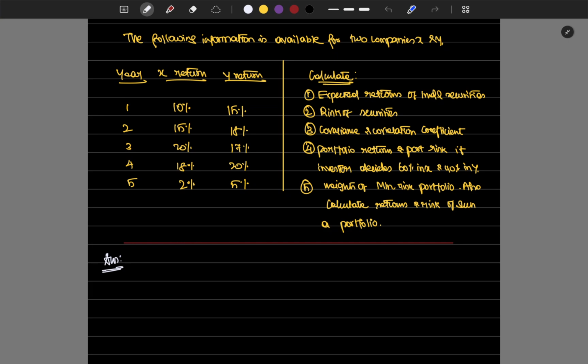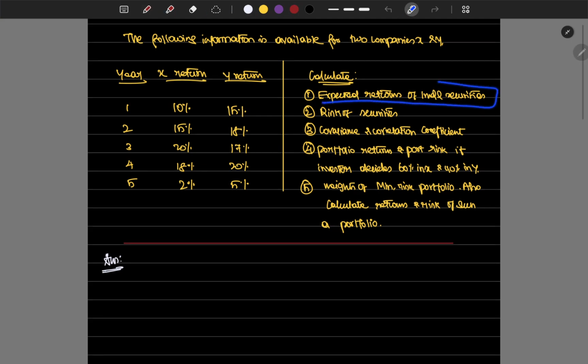We have come with a problem from SFM, Strategic Financial Management, and this is from Portfolio Management. This one problem covers five areas: expected returns of individual securities, risk of securities, correlation and covariance between securities, portfolio returns and portfolio risk, and the weight of the minimum risk portfolio. All these five areas we are going to cover in this problem.